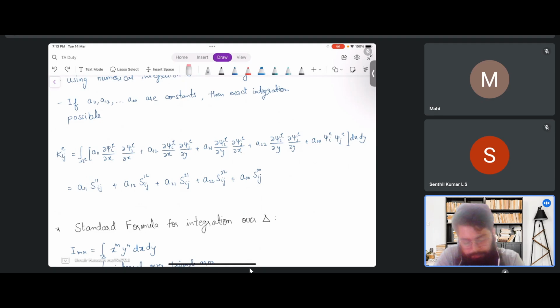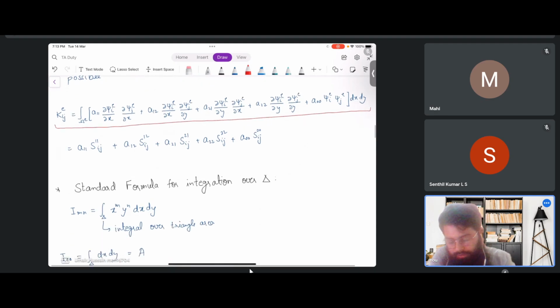Okay, so if you remember, we derived the weak form for a general 2D FEM problem, and we got the long complicated expression for the stiffness matrix like this. So we have all different combinations of derivative terms here. For simplicity, since a1, a12 and all these are constants, we can break down this long integral expression into smaller integral expressions.